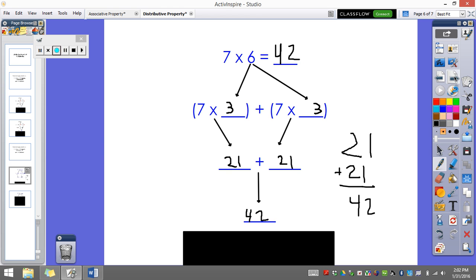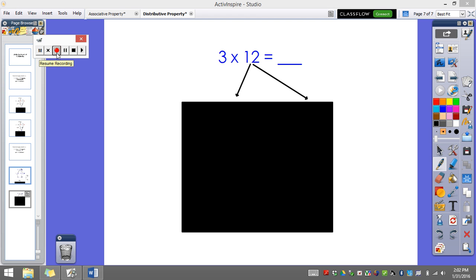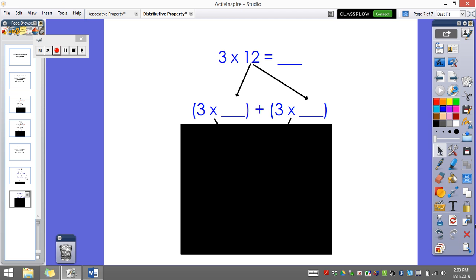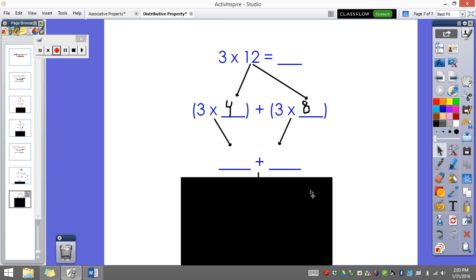We look at another example. Here I have 3 times 12. I'm going to ask myself, what could I decompose or break 12 up into? So I'm going to say 3 times 4 plus 3 times 8. 4 plus 8 gives me 12. Now I need to solve those two problems.